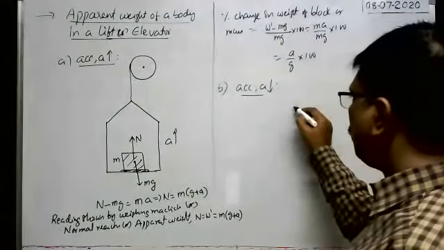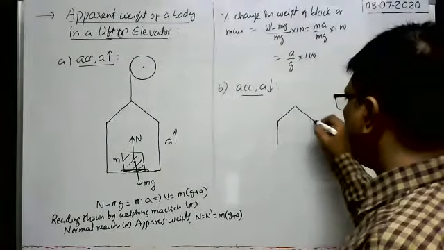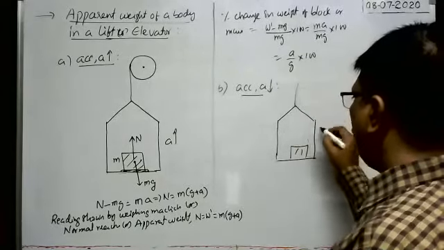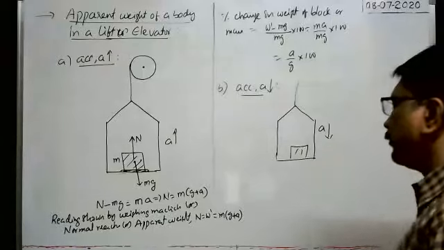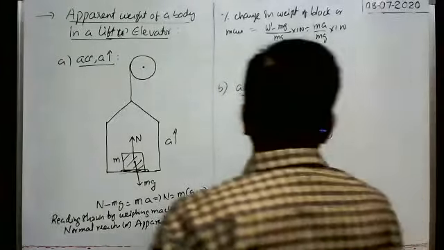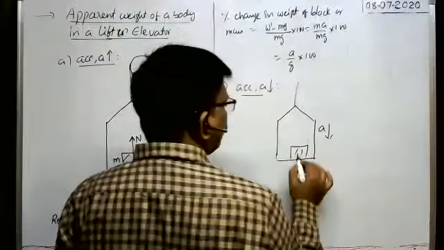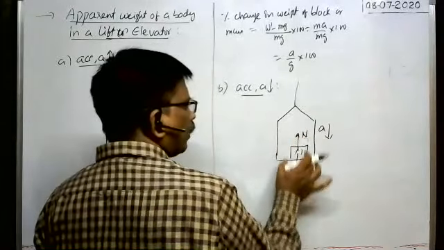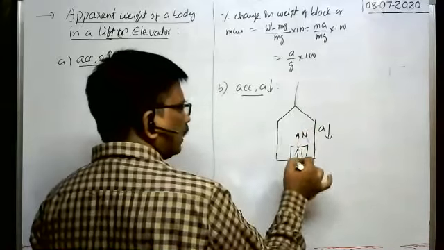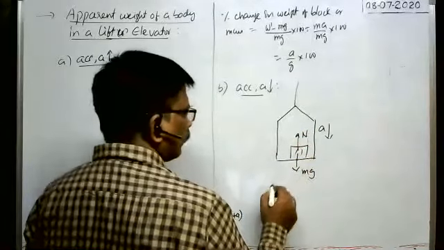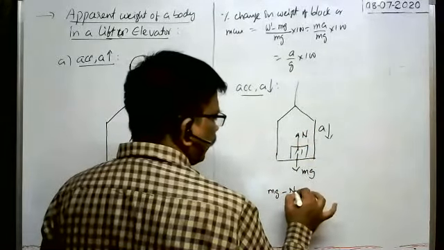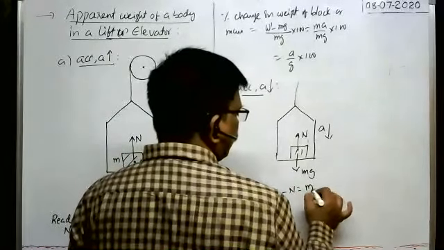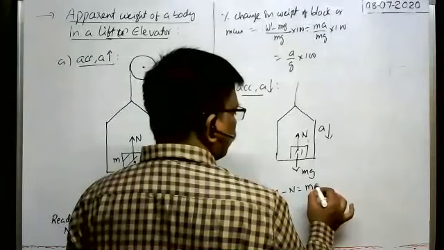When the lift comes down with an acceleration a, same concept. Weight mg acts in the downward direction and normal reaction acts in the upward direction. As the block comes down with an acceleration a along with the lift, obviously mg is greater than N. That's why mg minus N is the apparent weight. Mg minus N is the resultant force acting on the man, which is equal to m into a.